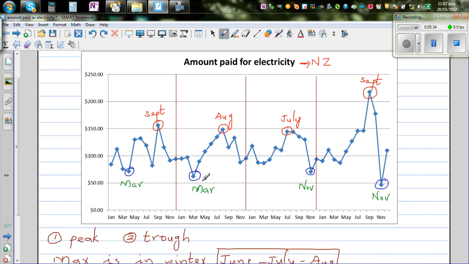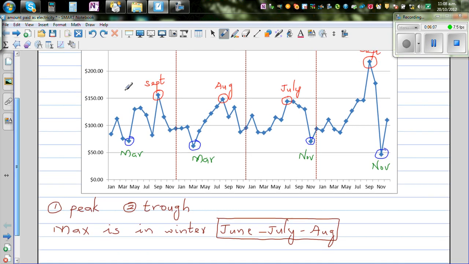And these are your summer months. Okay, so this is February, this is December, and this is October, and this is also October. So in other words, from summer, September, can you see this is going down? So now you've got autumn and spring coming, so the amount paid as electricity drops down. Okay, so there is a trend here. In the summer months you are using less, and in the winter months you're using more.